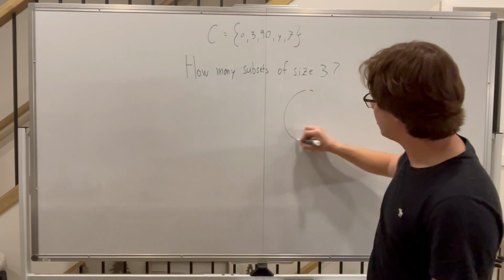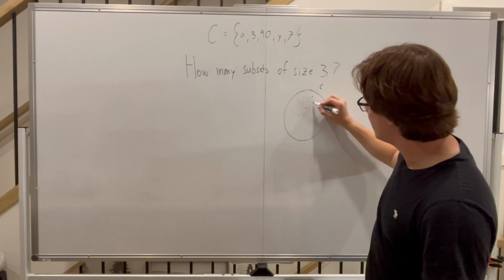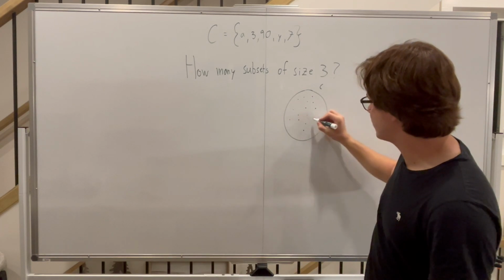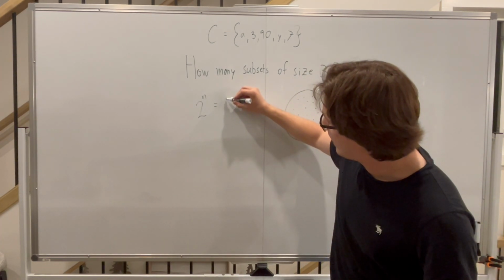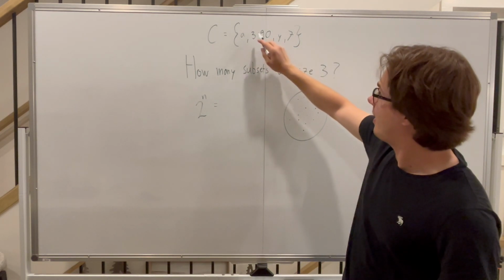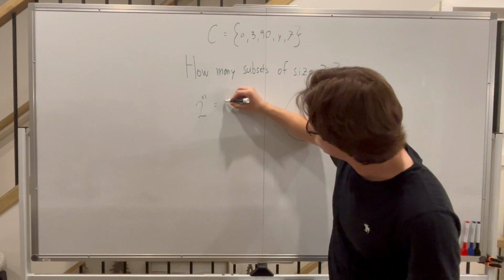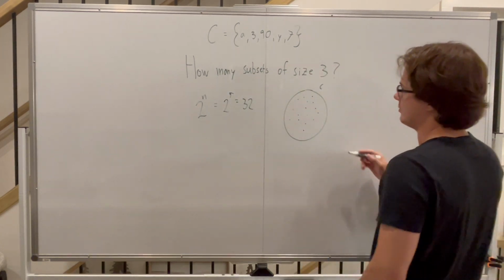So if you were to draw C as this big circle and you were to draw all of its subsets, C has 32 subsets. If we remember from our formula, 2 to the power of n, where n is going to equal the number of elements in C, which is 5, because there's 5 things here. So it's going to be 2 to the power of 5, and that's equal to 32. So there should be 32 dots here, right?